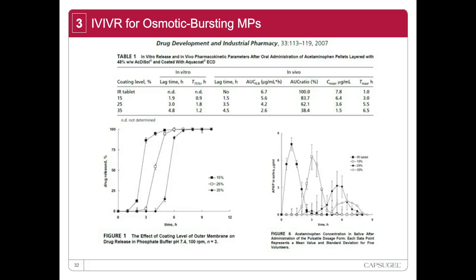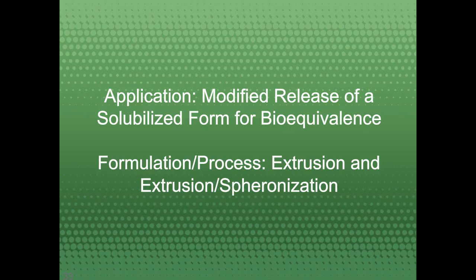This next case study is another product enhancement example. As we all know, bioequivalence can be a very difficult goal to achieve without enough formulation tools and handles. Here, a solubilized form was used based on extrusion to generate the multiparticulate for that goal.